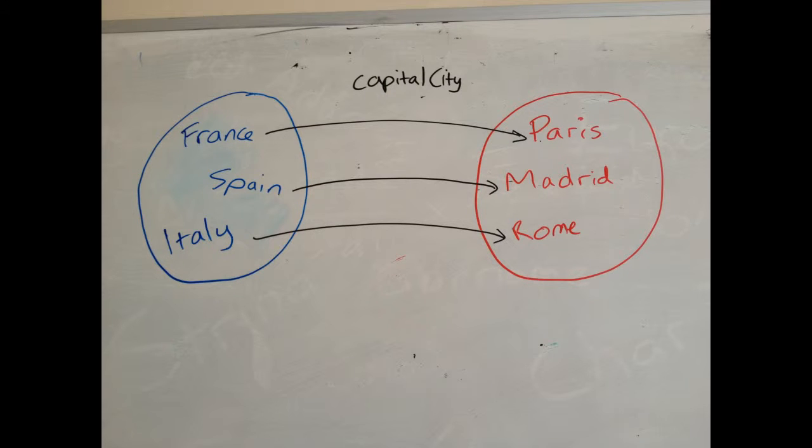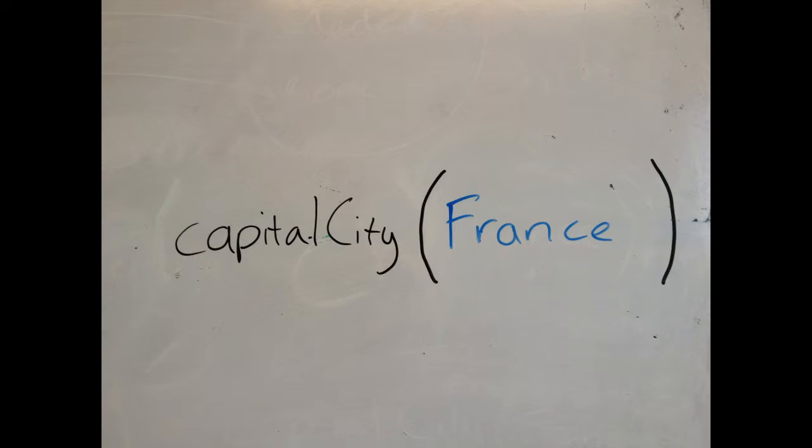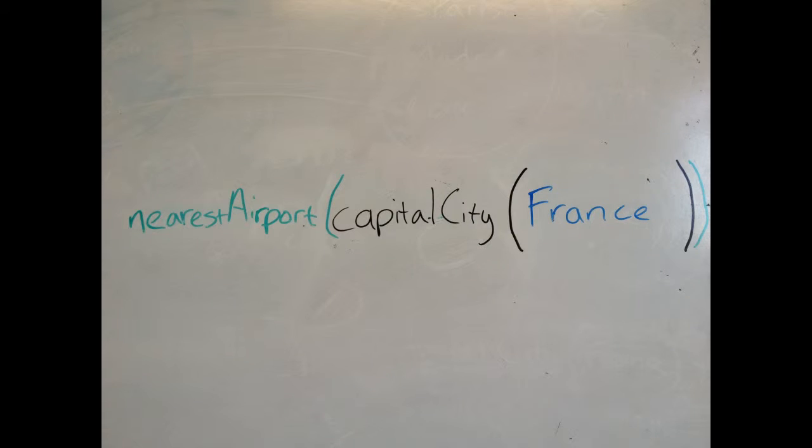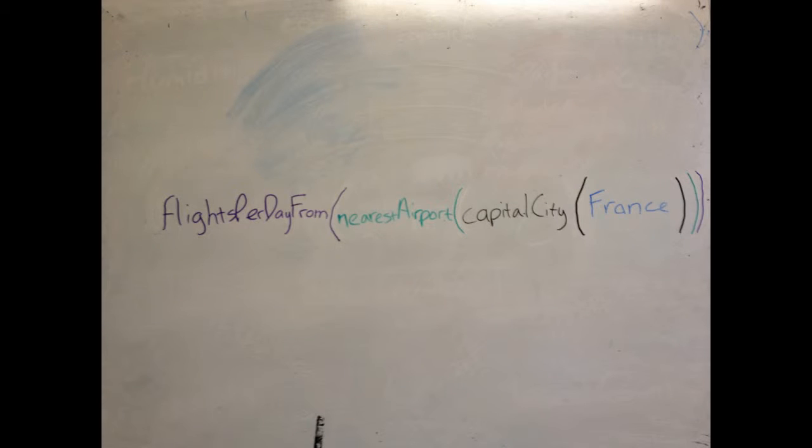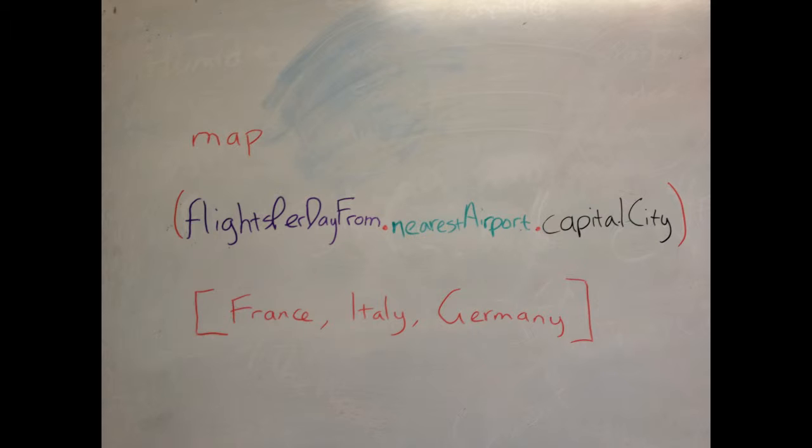We'll be looking at functions, a core part of functional programming. We'll use functions to manipulate data. We can put functions together in many ways. If we find the capital city of France, then we get its nearest airport, and then the number of flights per day from here. We can reuse this for many countries. Reusable code is a good aim.